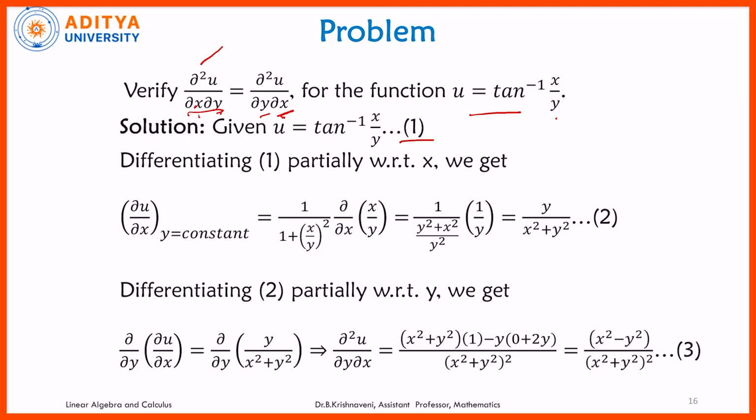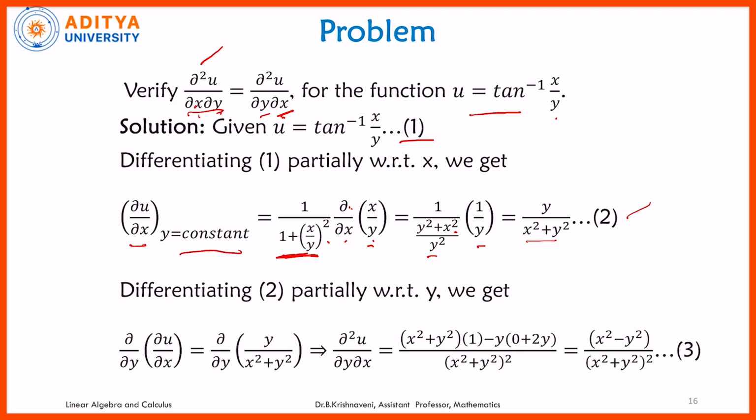Let it be equation number 1. Differentiate with respect to x, that is dou u by dou x, where y is constant. First the tan inverse derivative is 1 by 1 plus x by y whole square, times the inner derivative, that is the partial derivative with respect to x of x by y. So the denominator becomes y square plus x square by y square, and dou by dou x of x by y, with y constant, gives 1 by y.